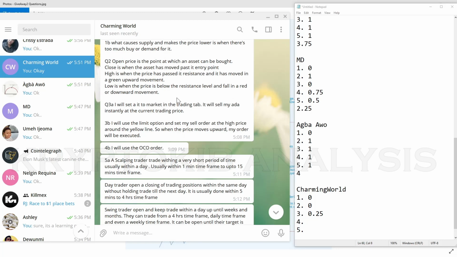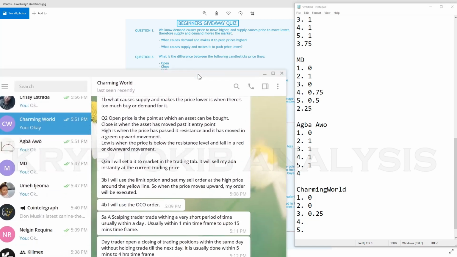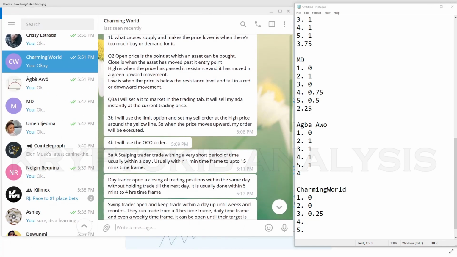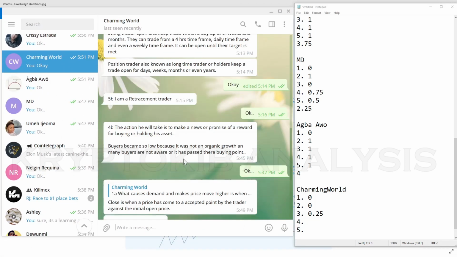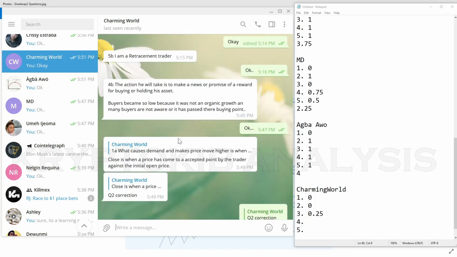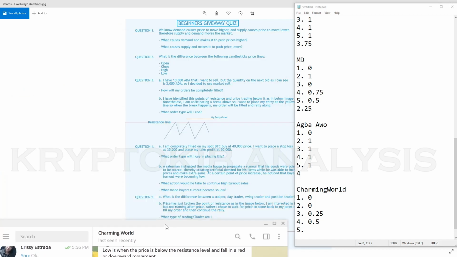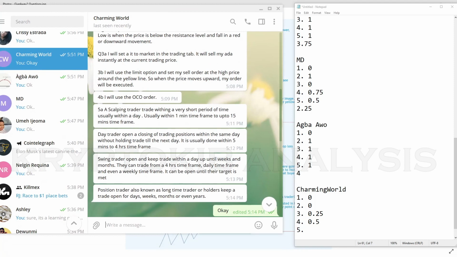4B. 4B first. What is that 4B? Did you miss this? Maybe that's 4A because there is another 4B here. So that's 4A. OCO. That's correct. 0.5. Then the 4B. That's 0.25. That's SISMA. 4B.